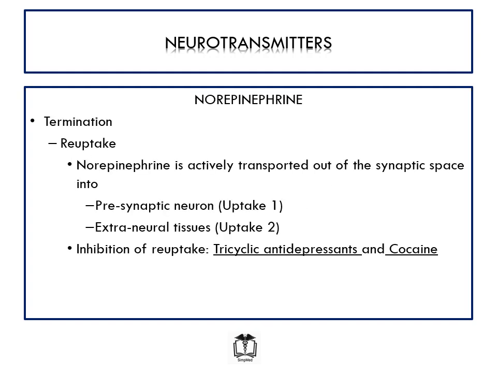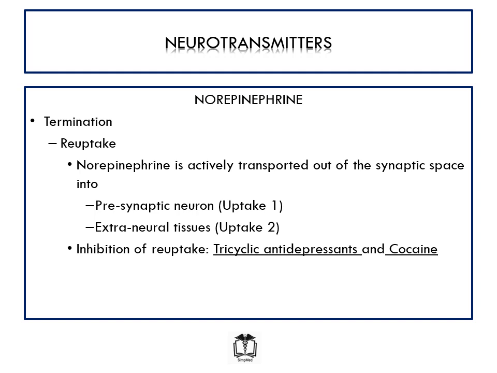Then the last step of norepinephrine biosynthesis is the termination step. The termination step of norepinephrine is divided further into two sub-steps. The first is what we call the reuptake of norepinephrine. So once norepinephrine has completed its action at the action site, at the receptor site, it will be taken back into different spaces. So norepinephrine could either be taken up into the presynaptic neuron where it was released from, or it could be taken into extraneuronal tissues like the liver, or areas where it could be metabolized would also take up norepinephrine.